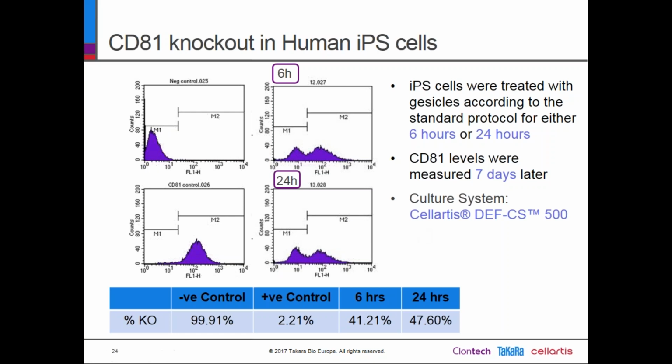To culture the human iPS cells, we used our Salatis DevCS culture system, which is a complete culture system for stem cells that also allows single cell passaging and single cell cloning. Interestingly, following the vesicle delivery, we did not see any toxicity and no effect on the pluripotency of the stem cells. So vesicles are also really suitable for difficult or sensitive cell types.